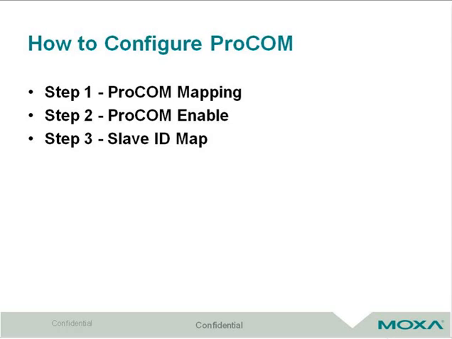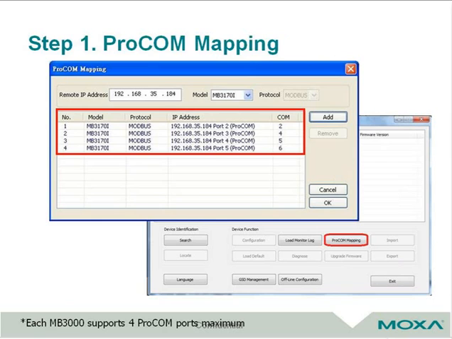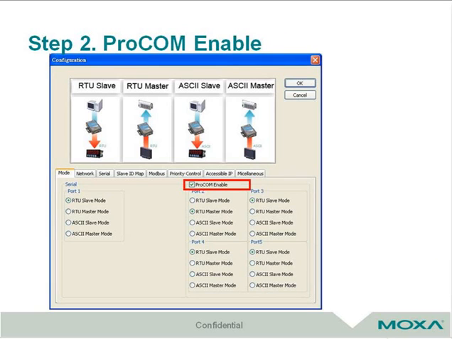Step 3. Slave ID map. This is the driver's line, PROCOM mapping. This is the firmware's line, PROCOM enable. Most applications should configure as Modbus RTU master or ASCII master. It means the SCADA sends requests to the slaves.